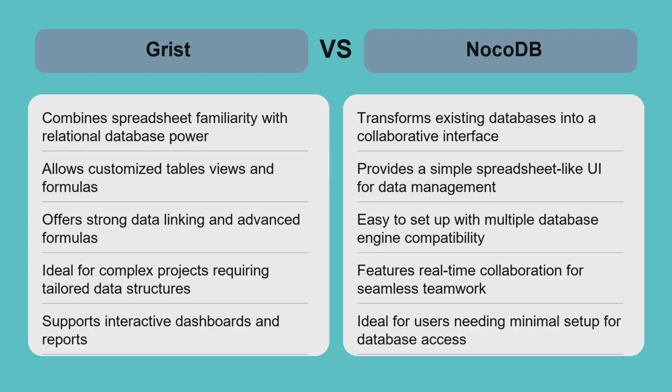The trade-off is between Grist's flexibility and learning curve versus NocoDB's simplicity and reliance on external databases. For teams building new workflows with relational data, Grist offers more power. For those managing existing databases needing a collaborative front end, NocoDB is more straightforward and accessible.